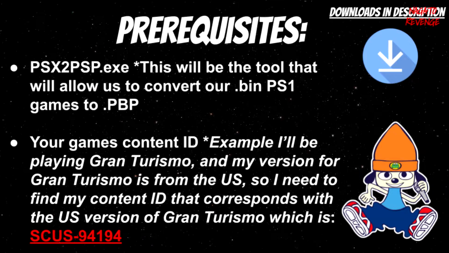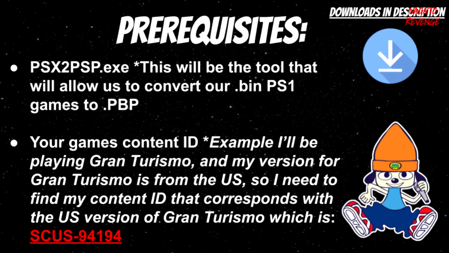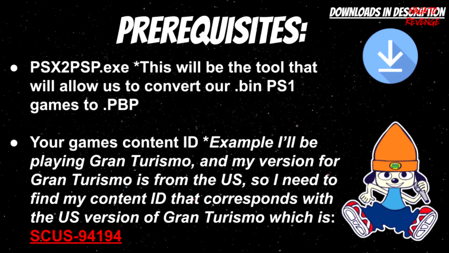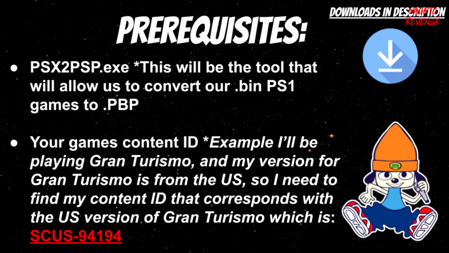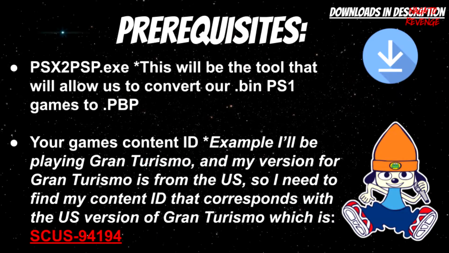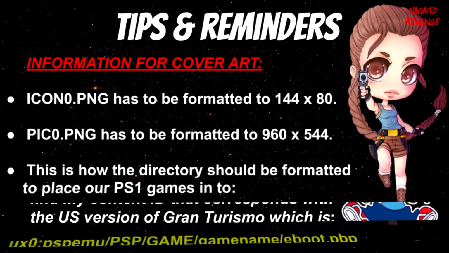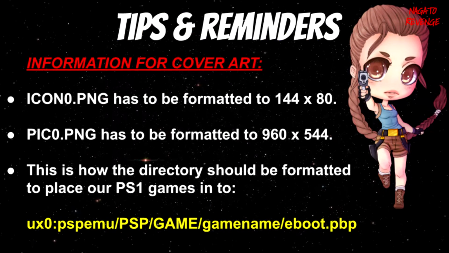All you would have to do, let's say if you have the European version of Spyro or Crash Bandicoot, just go on Google and type Crash Bandicoot Euro content ID, and it should pop up with a content ID that looks like this. With all that out of the way, some other things you'll need to know for this video are some tips and reminders.